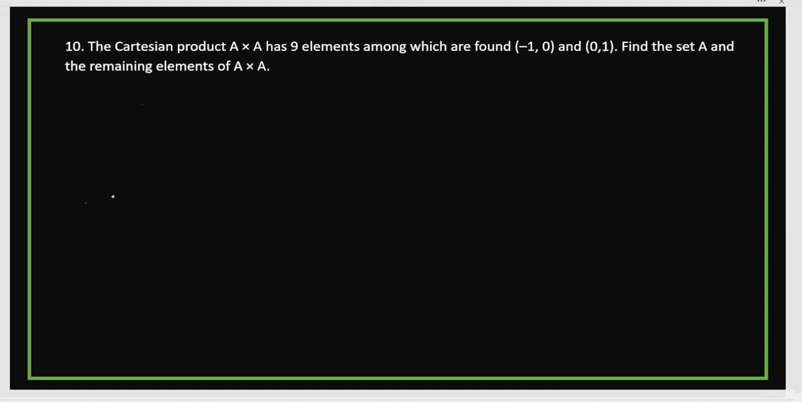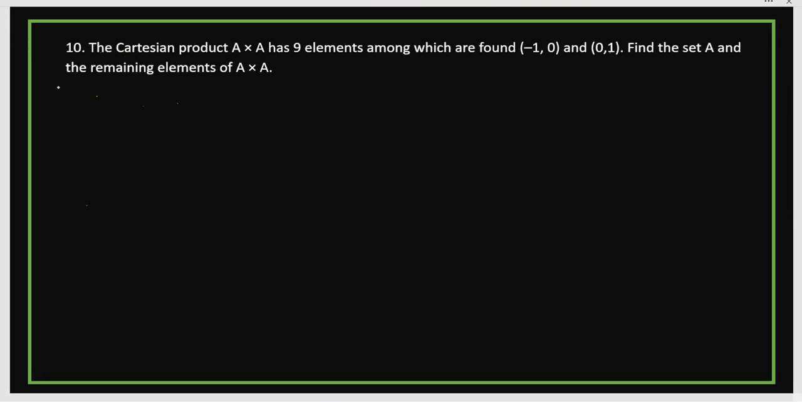Here in the 10th question, the Cartesian product of A and A has 9 elements. That means it is multiplying with itself. It is having 9 elements, among which (-1, 0) and (0, 1) are elements. Now find the set A. What is given is n(A cross A) equals 9. So n(A cross A) is what? n(A) into n(A), right? Equals 9. So n(A) equals 3.